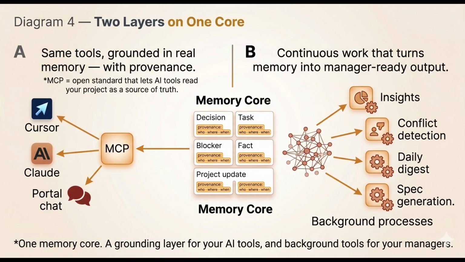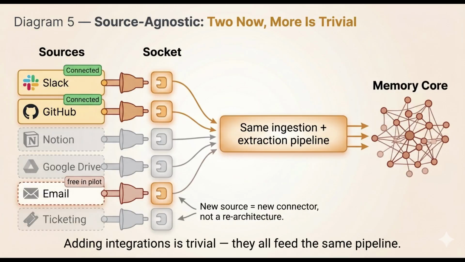Now, integrations. For the pilot, we ship with 2, Slack and GitHub. We pick these 2 deliberately because for a software agency, this is where almost all of the real context already lives. Slack carries the conversations and decisions, GitHub carries the work itself. Connecting them is a one-click connect once the admin side is set up, and from there the project starts filling its own memory automatically without anyone changing how they work.